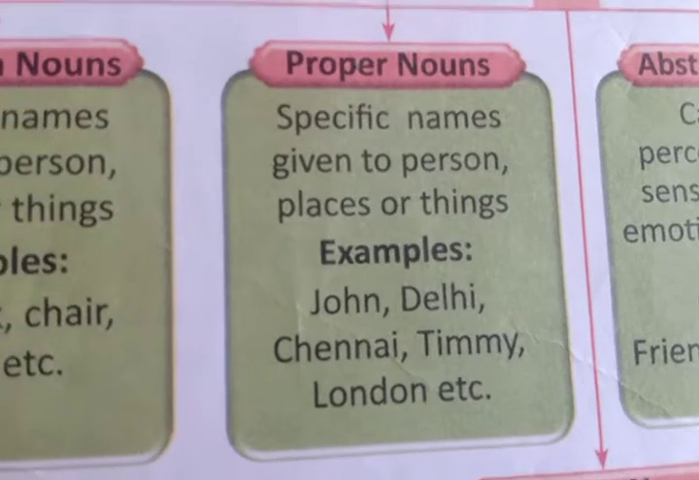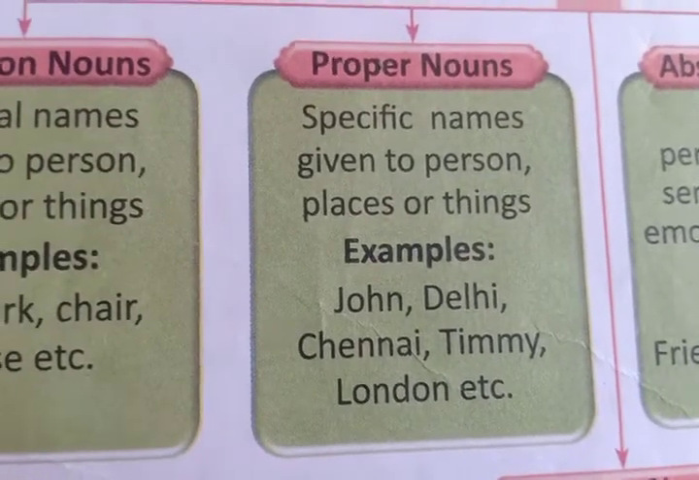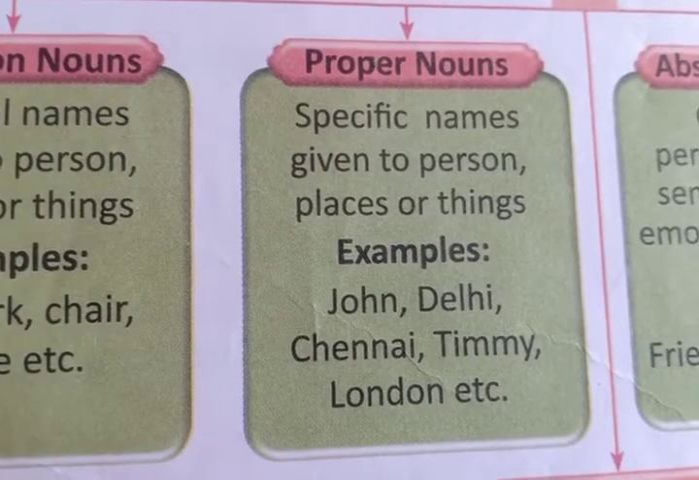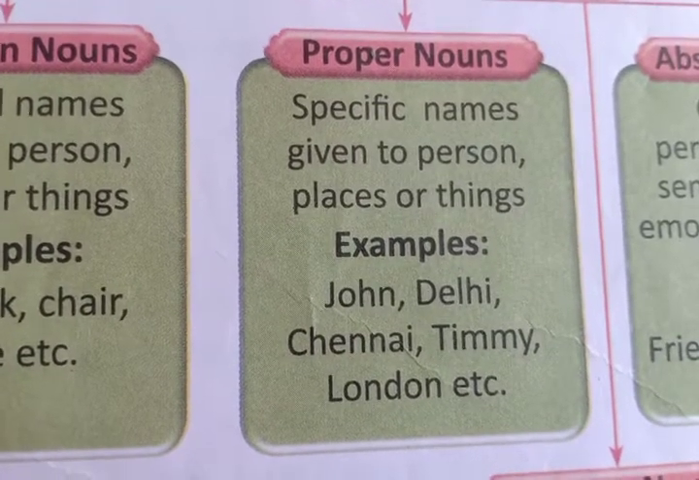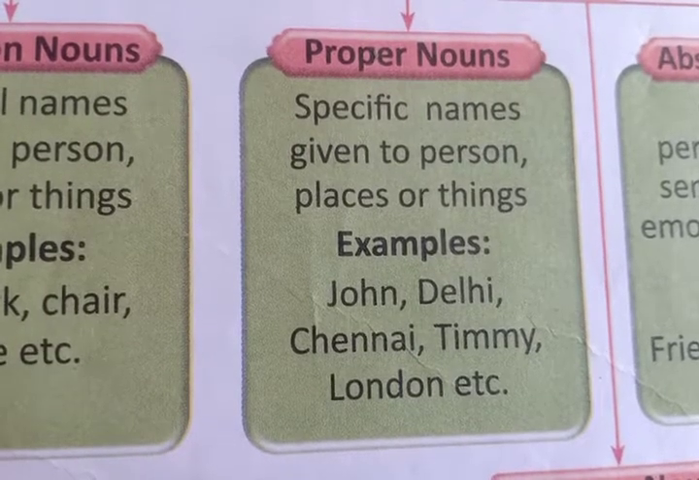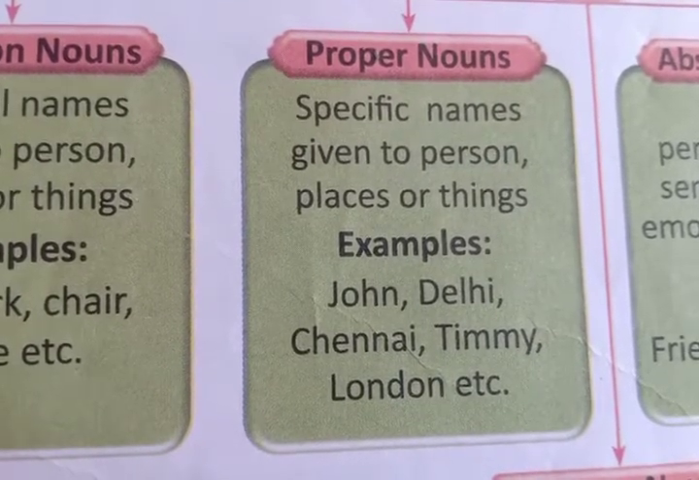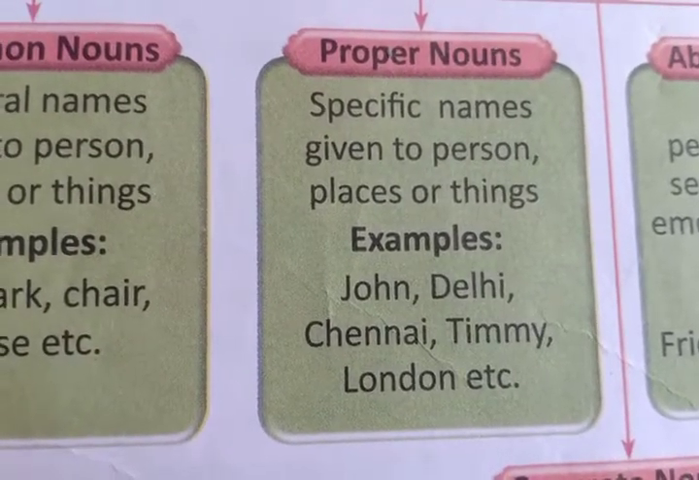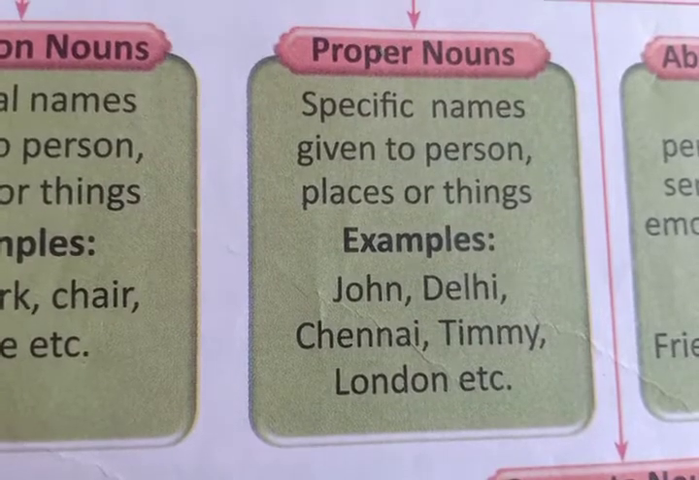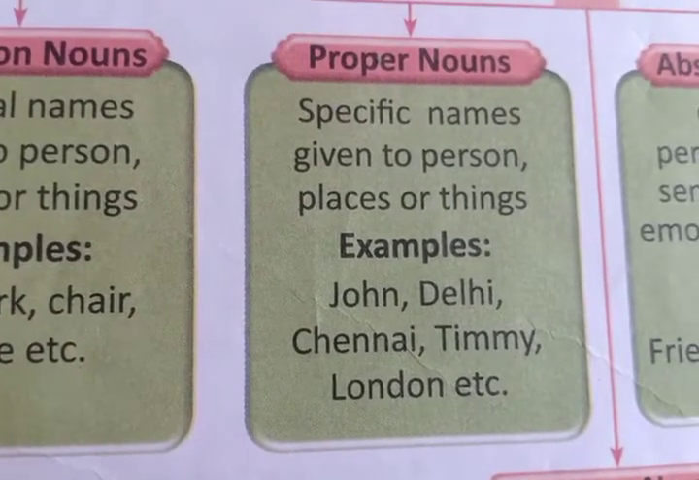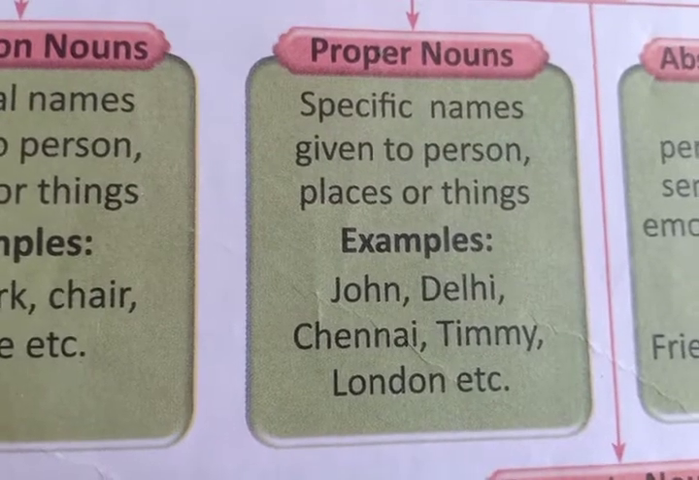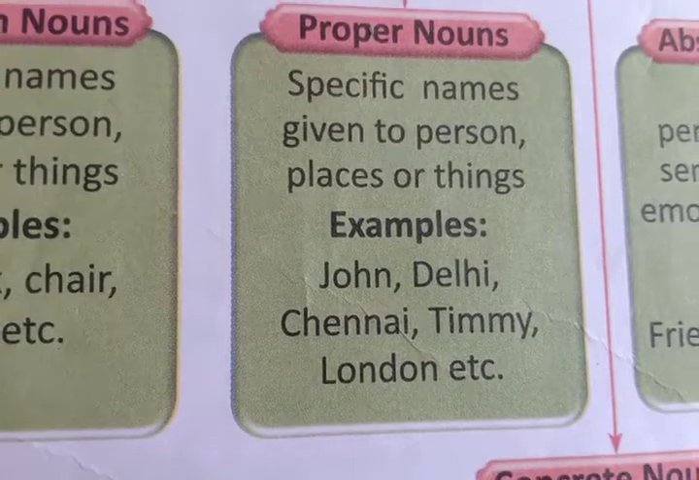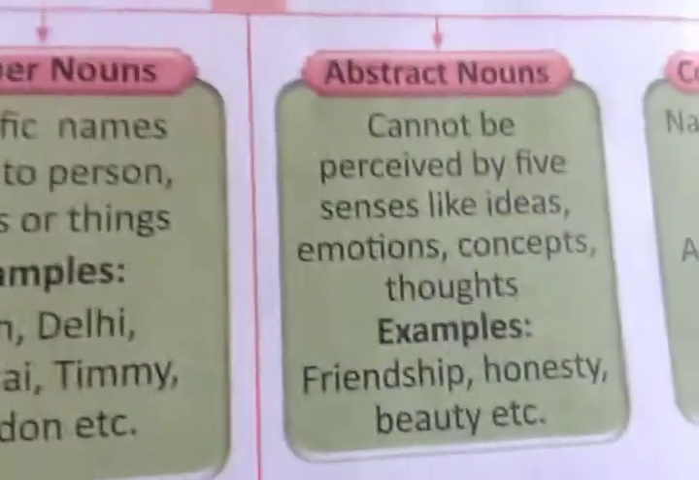Next, proper nouns. This refers to specific names, particular. Specific means particular names given to person, places or things. Examples: John. Suppose when we say John to someone, that means it refers to that particular person. Delhi is the capital of our country. So Delhi is a specific, unique name on this planet. Chennai, Timmy, London, etc. All these are unique or the proper names.